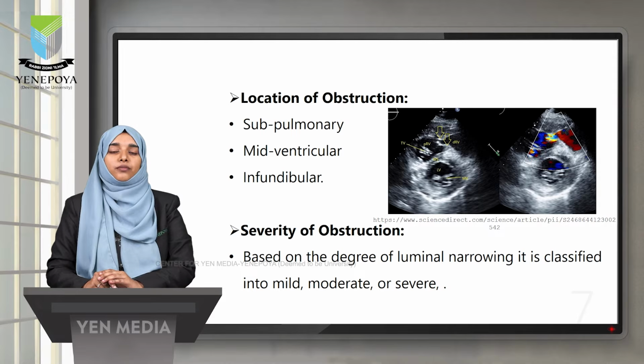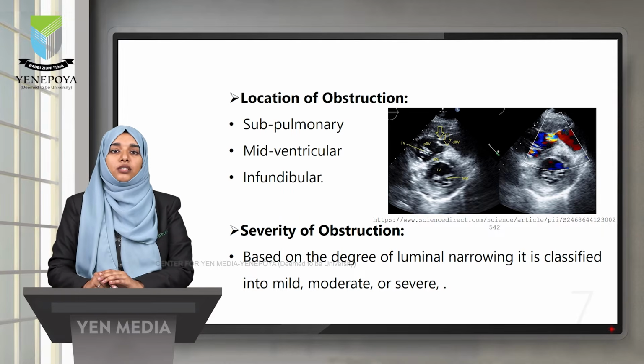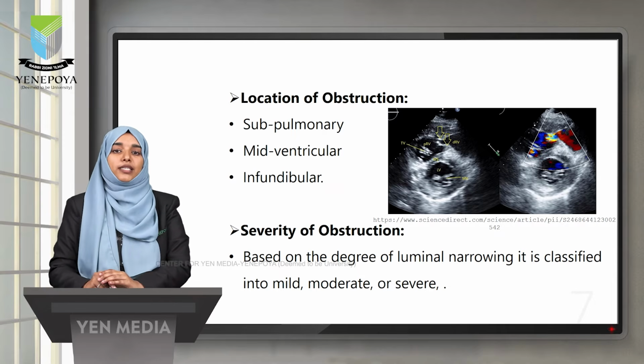The third type of classification is based on the severity of obstruction. This is based on degree of luminal narrowing which is caused by the obstruction, and it is classified into mild, moderate and severe.